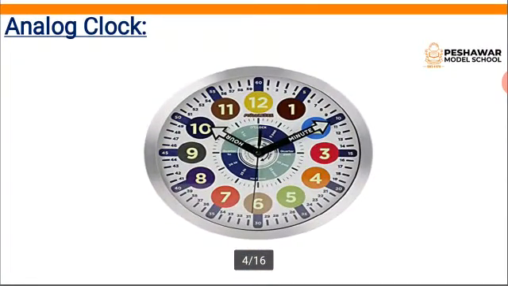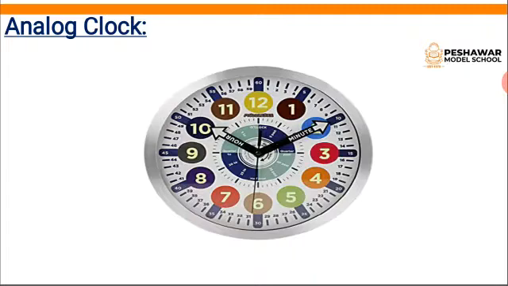Analog clock. It is an analog clock. You see this clock everywhere, in your schools, in your home, shops, etc. This clock is used to show the time of day and night. It has 3 hands. The short hand shows hours and the long hand shows minutes.